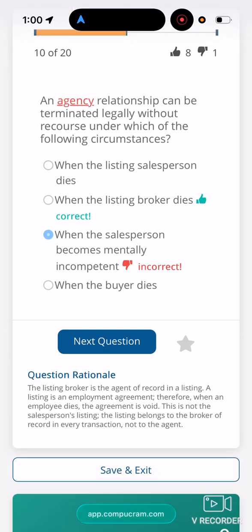So the listing broker is the agent of record in the listing. A listing is an employment agreement. Therefore, when an employee dies, the agreement is void. This is not the salesperson listing. The listing belongs to the broker of record in every transaction, not to the agent.